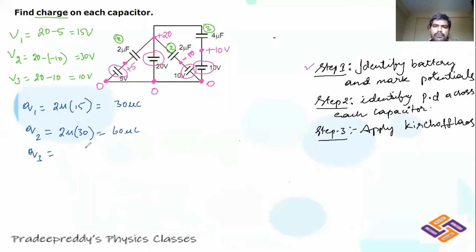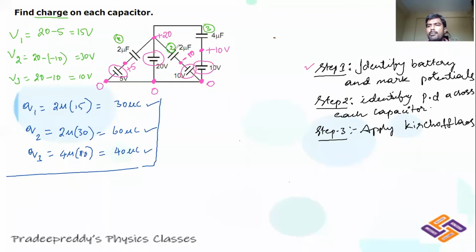Capacity is 4 microfarad. That is 4 microfarad into its potential difference, 10. This is equal to 40 microcoulomb, right? This is how you can find out charge across the first capacitor, second capacitor and third capacitor. It's a very simple technique. Or else, this is one way: you can find out the potential difference and calculate the charges across each individual capacitor.